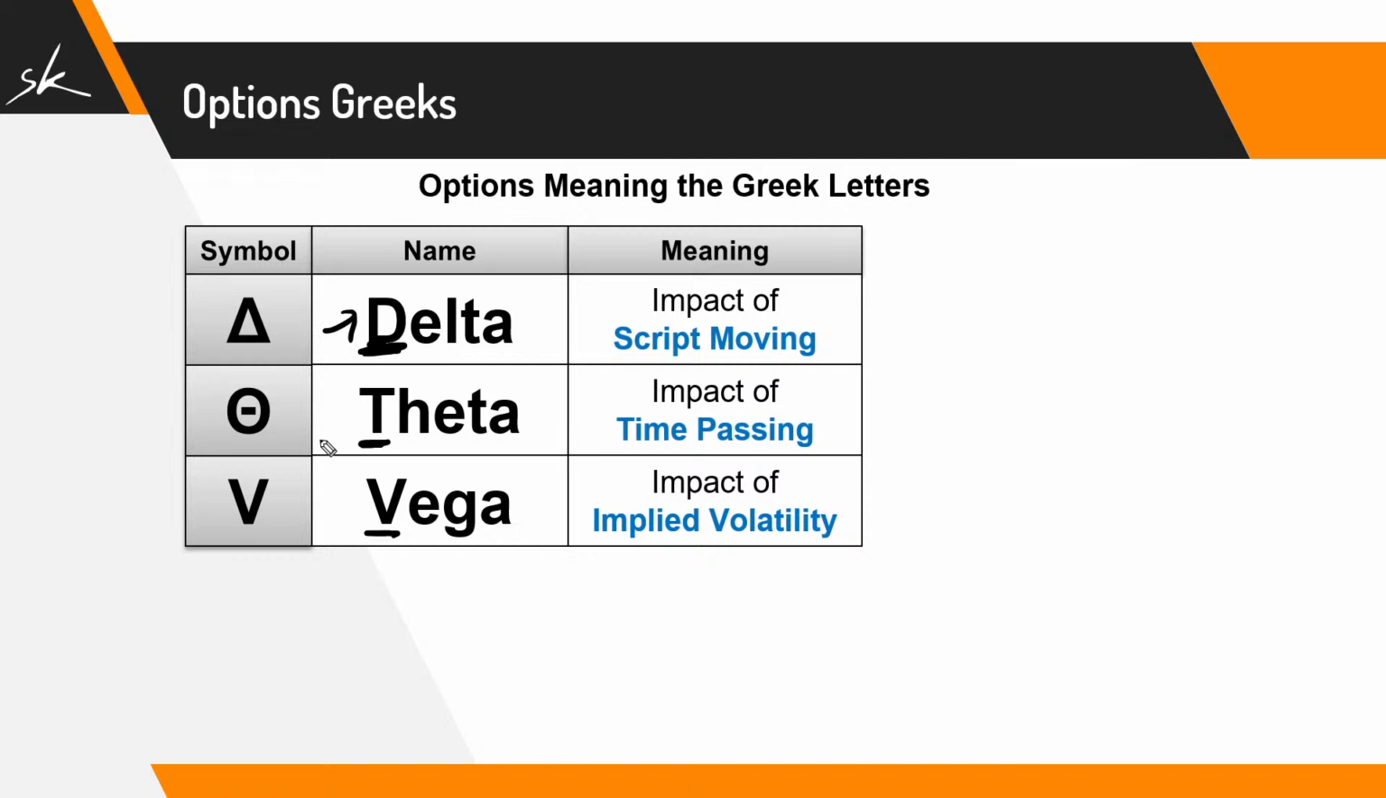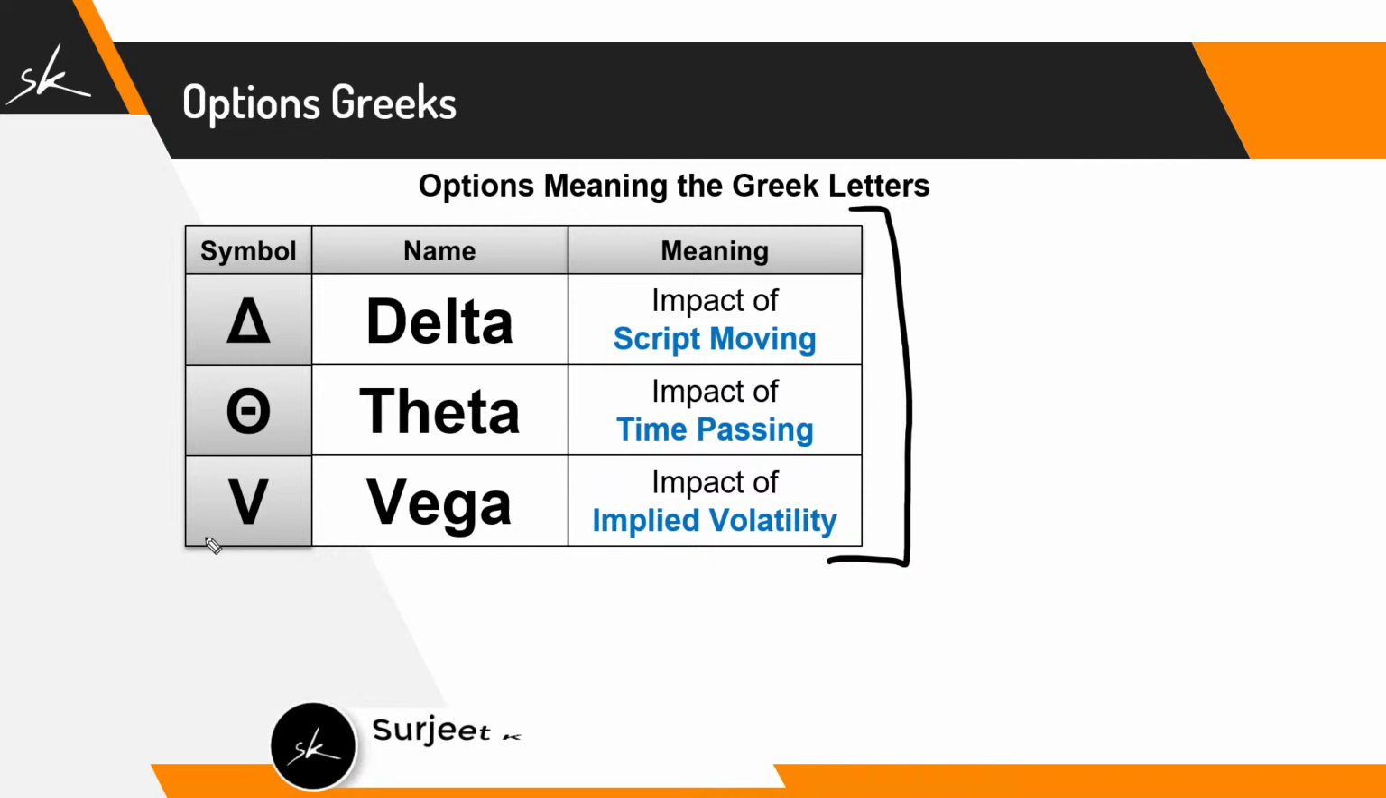So again, very simple to remember these. D stands for direction, T stands for time, V stands for volatility. D, direction, is the script moving, the underlying moving. T, theta, is basically your time, which is time passing, and V is basically your volatility. And in options, we are always looking at or talking about the implied volatility. Now, these are the major three factors. There are other Greeks as well. We'll also be touching upon them, but the main three Greeks we always want to be very careful of are delta, theta, and vega.